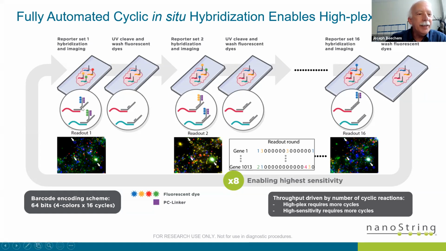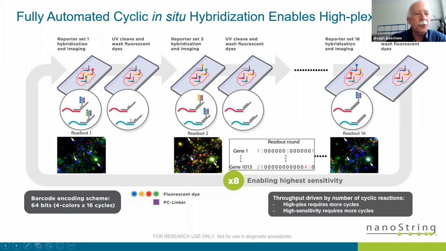If there's one that has a landing pad for, say, the blue reporter group, and it lands and sticks, that means it's a hybridization event. That means that records as a blue that you see down here on your left-hand image. These are all single molecule images here. And you cycle that reagent off.